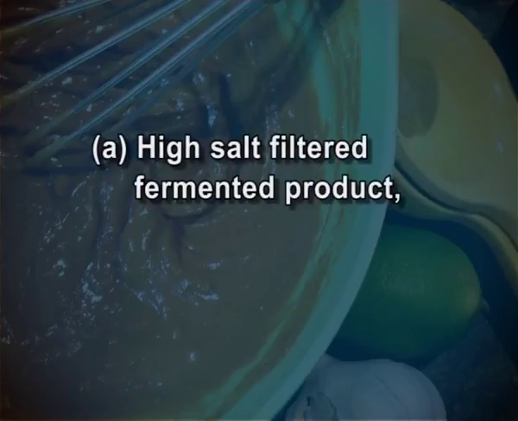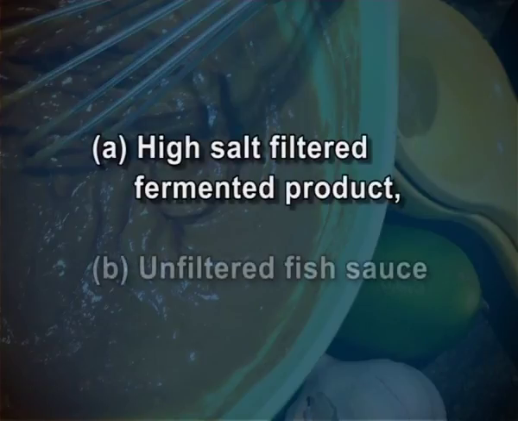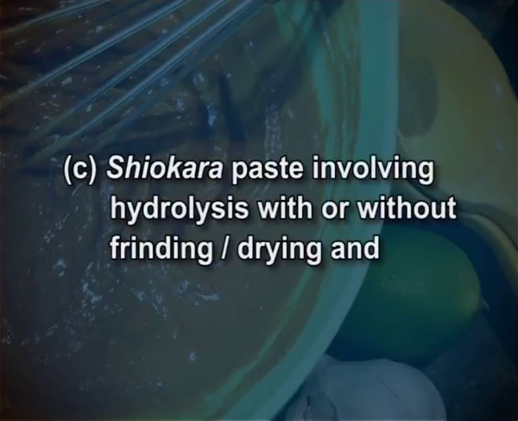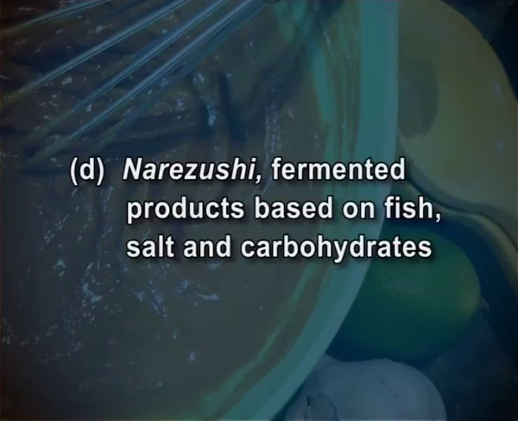The product may be A. High salt filtered fermented product, B. Unfiltered fish sauce, C. Slow curra paste involving hydrolysis with or without frying or drying, and D. Nare sushi, fermented products based on fish, salt and carbohydrates.